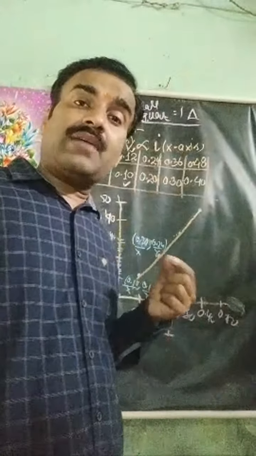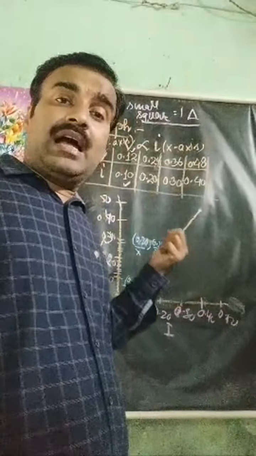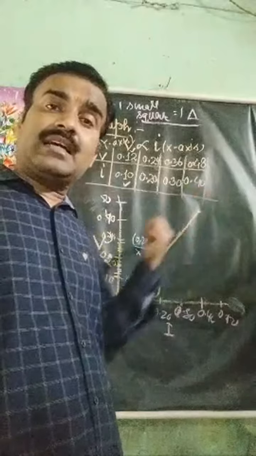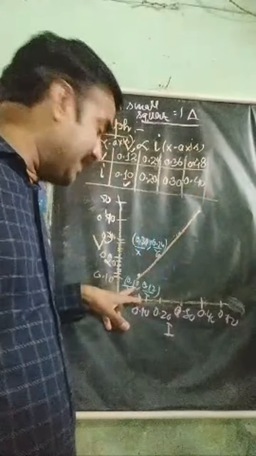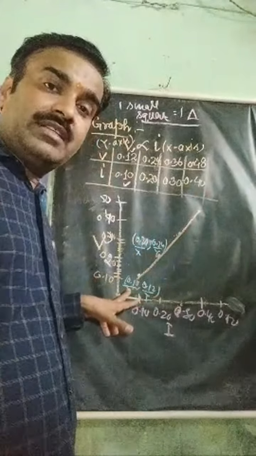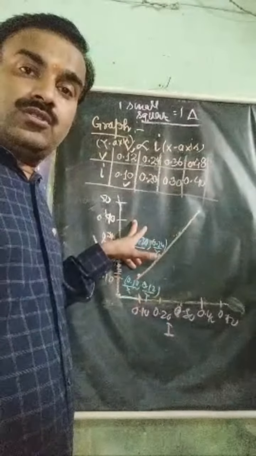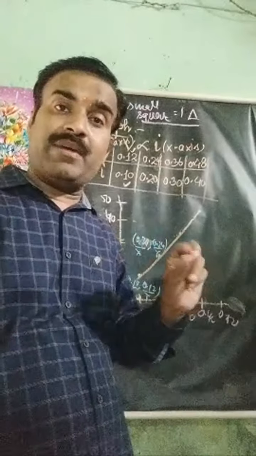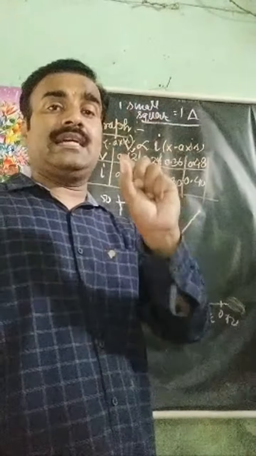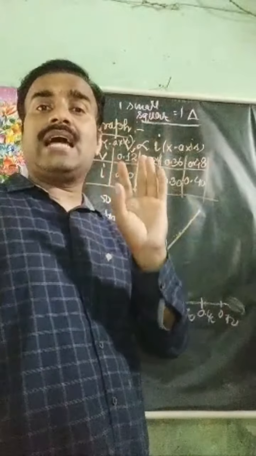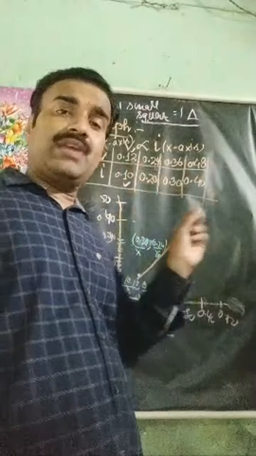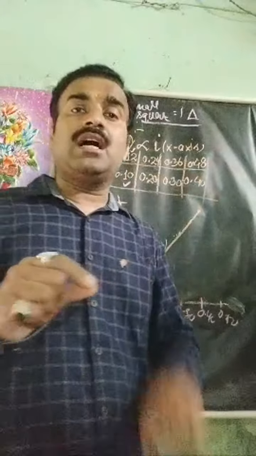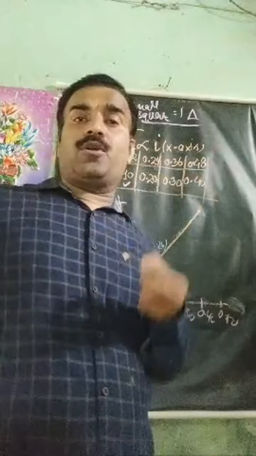Fifth thing: sometimes the students mention on the x-axis what the reading is, just like I have mentioned here, 0.10, 0.12, 0.20, 0.24. Once we are getting the points, you can mention them like that. But don't mention them otherwise if the points are too close to each other, because then you will not be able to draw a proper graph.